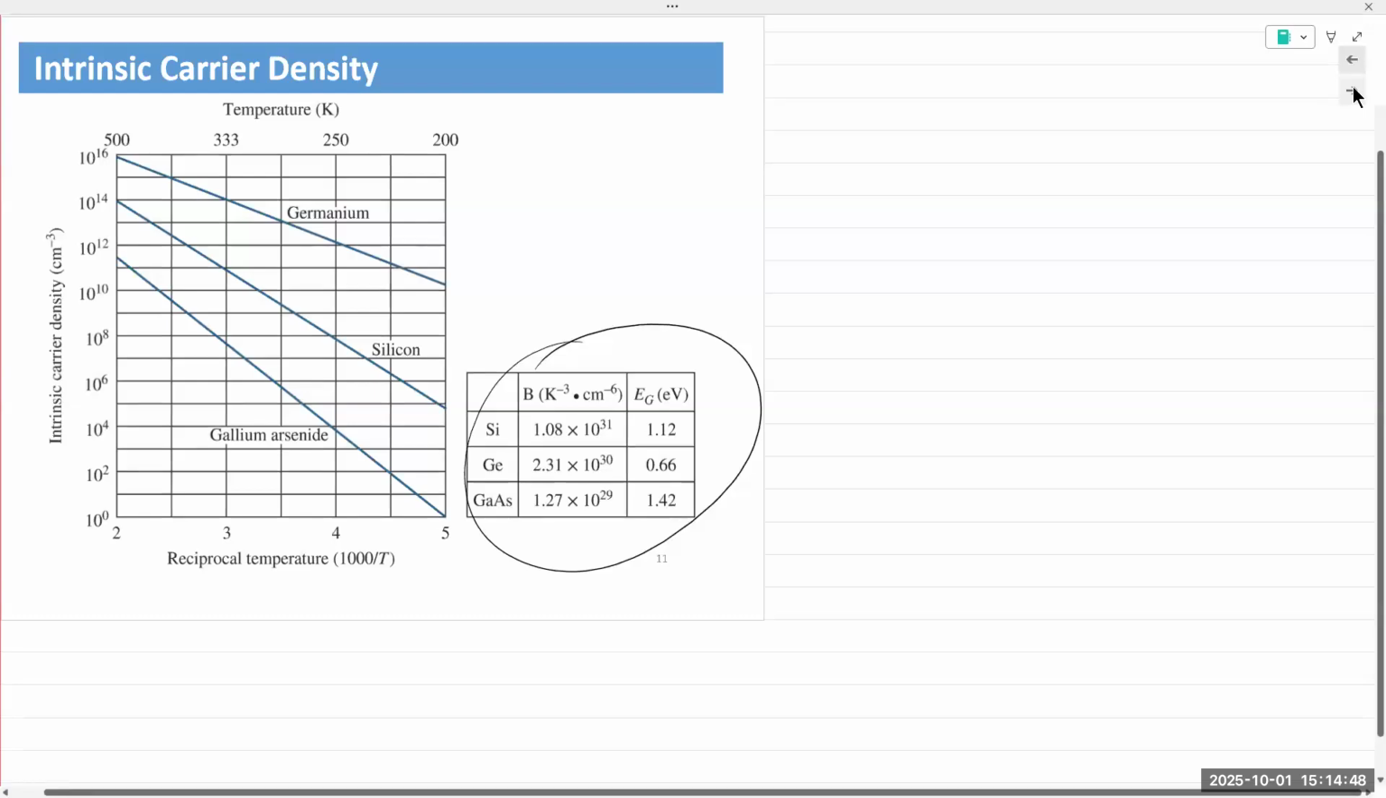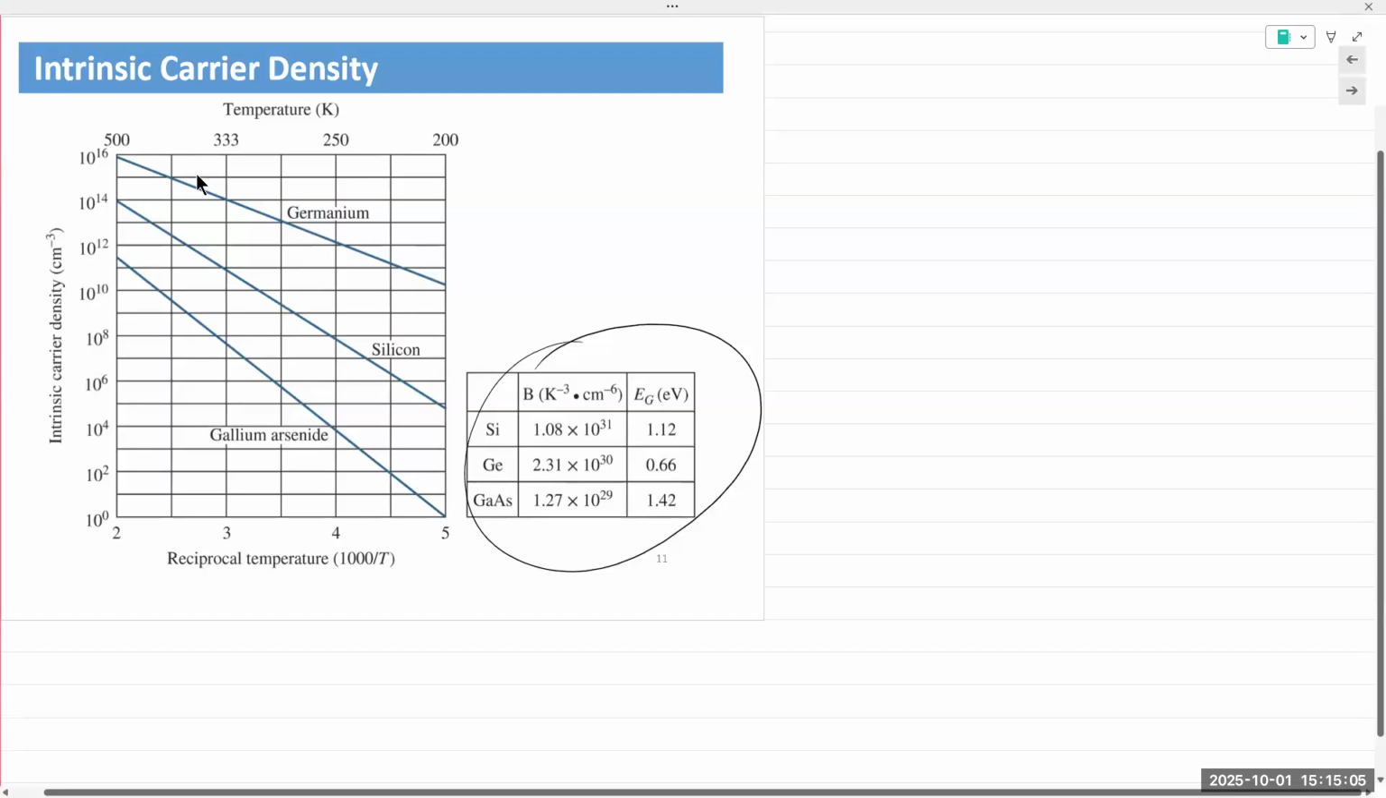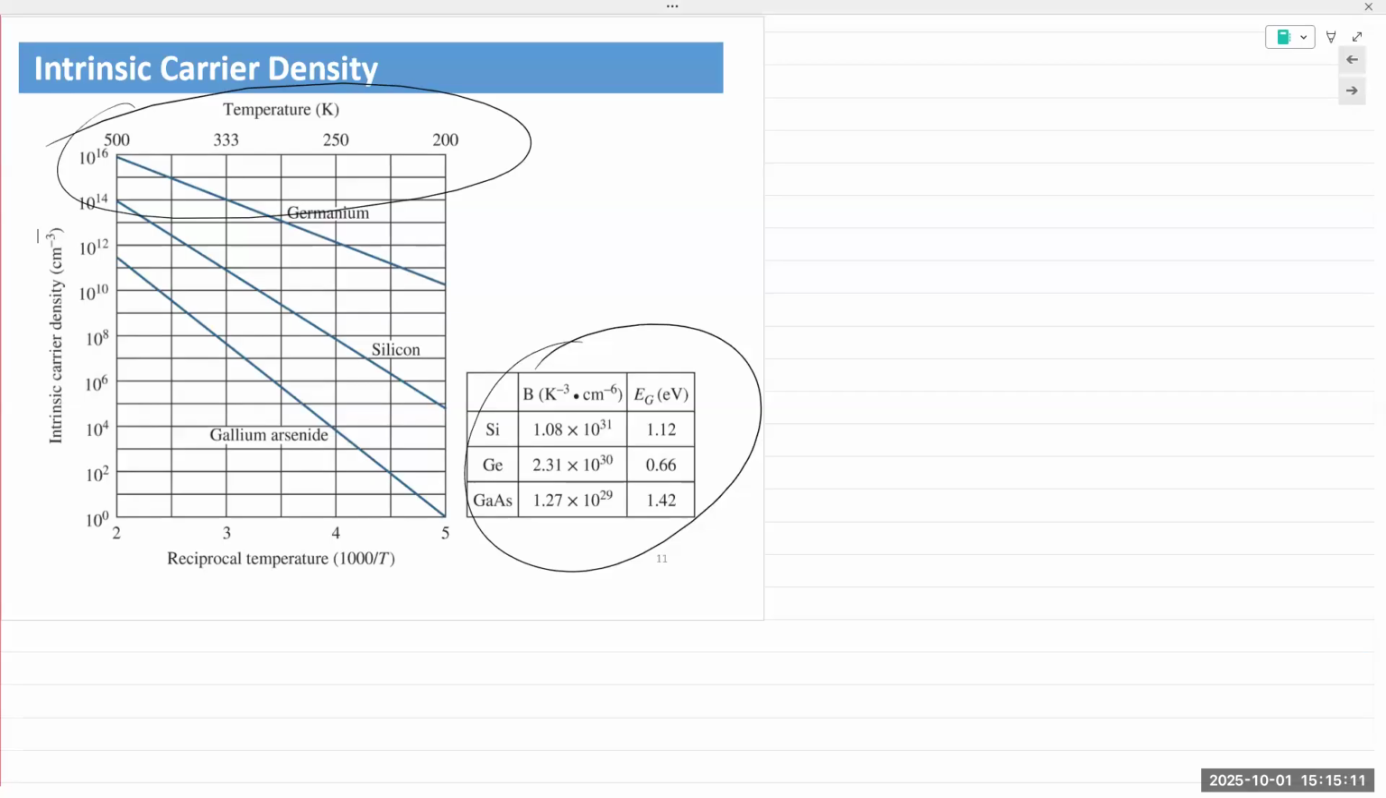Okay. So the next slide shows a graph or a chart outlining the number of intrinsic carriers for three most common semiconductors: germanium, silicon, and gallium arsenide. The table lists both B as well as Eg. So what do you notice? Let's take a pause while you go through it. What do you notice?